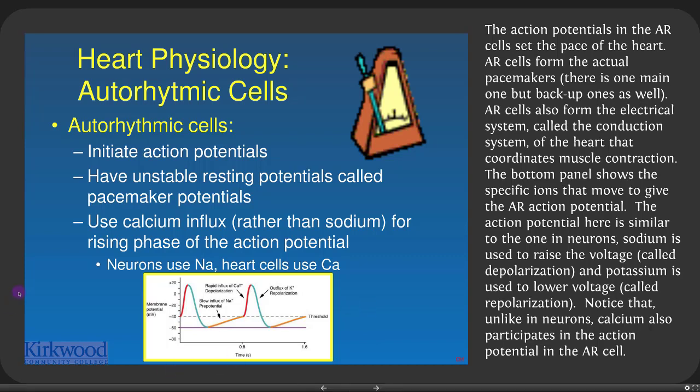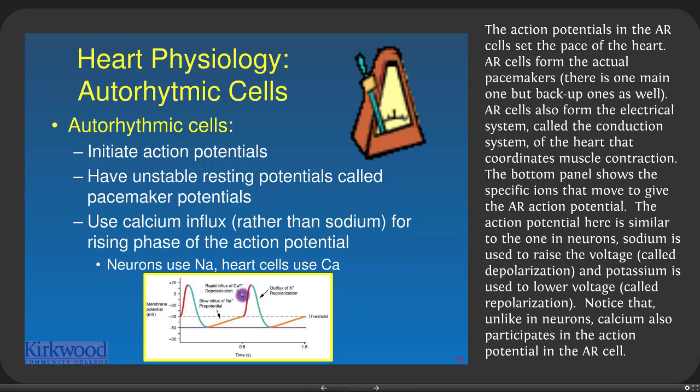The bottom panel here shows the specific ions that move to give the AR action potential. So we're seeing sodium, calcium, and potassium. The action potential here is similar to the one in neurons. Sodium is used to raise the voltage, called depolarization, and potassium is used to lower the voltage, called repolarization. Notice that, unlike in neurons, calcium also participates in the action potential in AR cells.